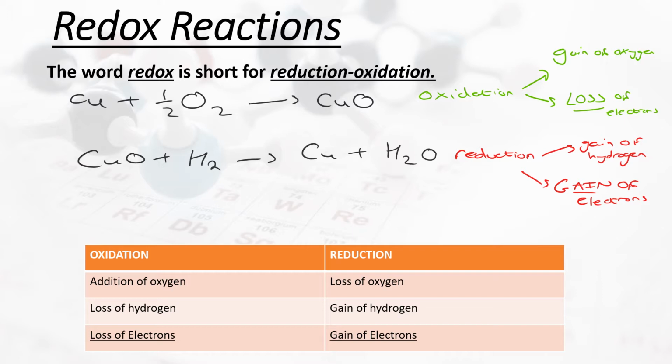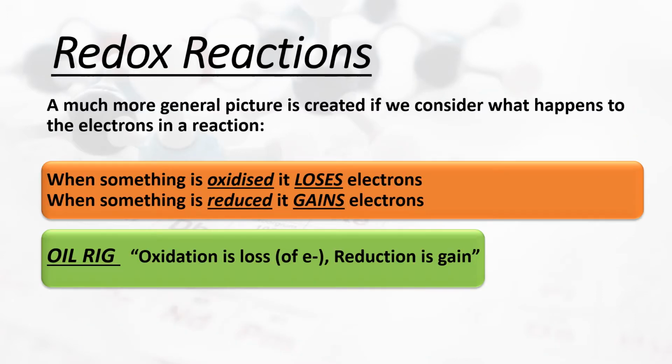But really the way that we should be thinking about oxidation and reduction is in terms of electrons. And we say that oxidation is a loss of electrons, reduction is the gain of electrons. So, as we said, when something's oxidized, it loses electrons. When something is reduced, it gains electrons. And the easy way to remember this is to remember the phrase OIL RIG. So oxidation is loss of electrons, reduction is gain of electrons.